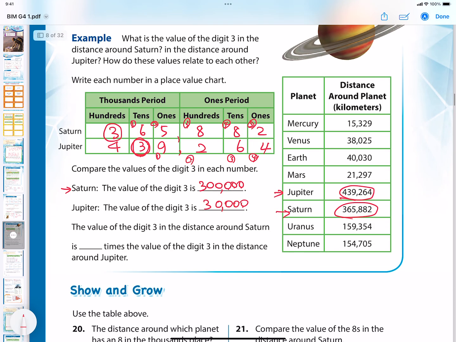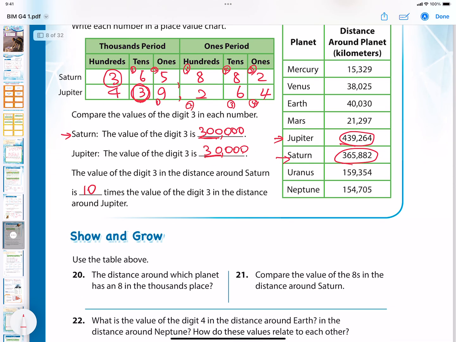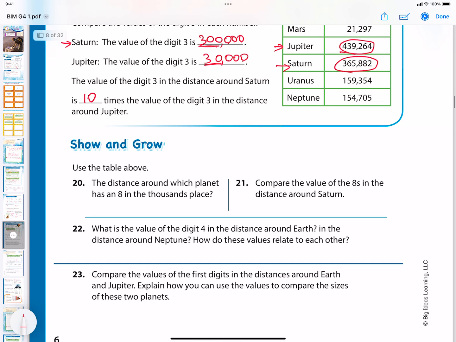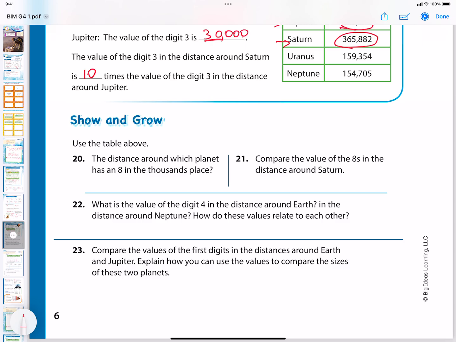The value of the digit 3 in the distance around Saturn is 10 times the value of the digit 3 in the distance around Jupiter. So this 30,000 compared to 300,000. 300,000 has 10 times greater value than 30,000. It's the same question, but they use more words to make you confused. But if you comprehend the question, this is very easy peasy lemon squeezy, a piece of cake. All right, last 4 questions. That's it, and that's the end of the lesson.